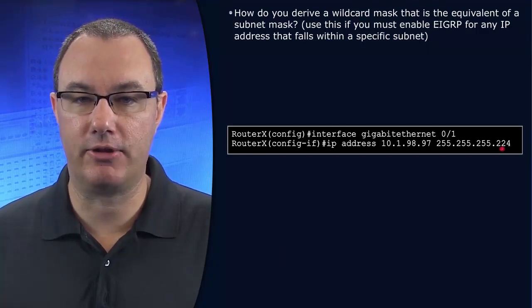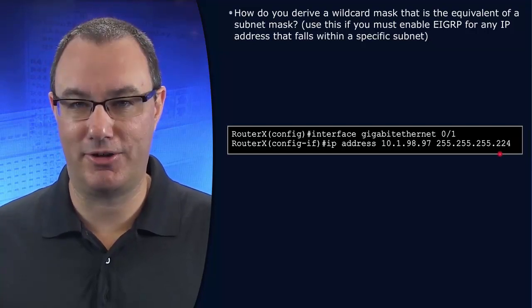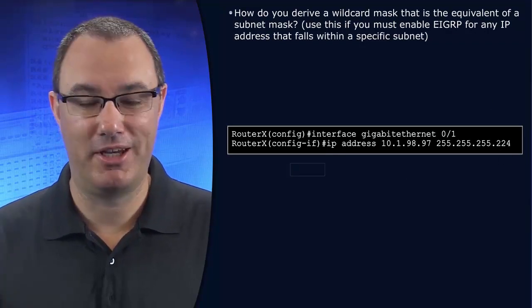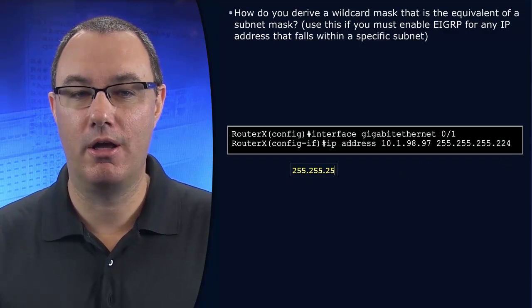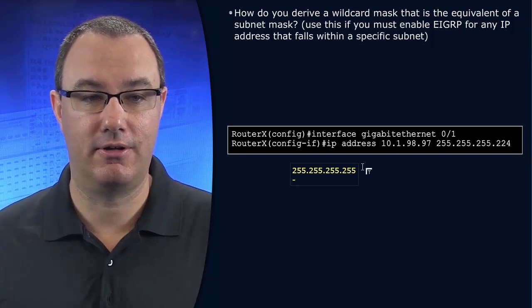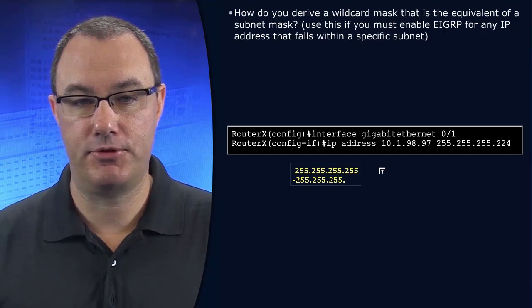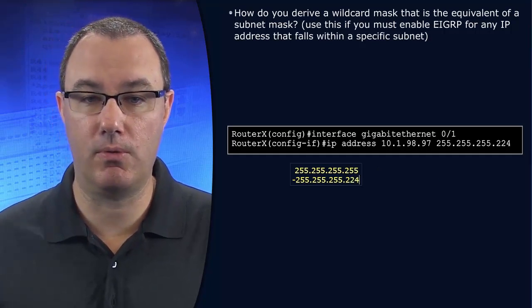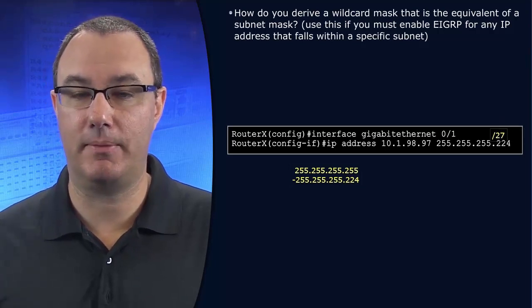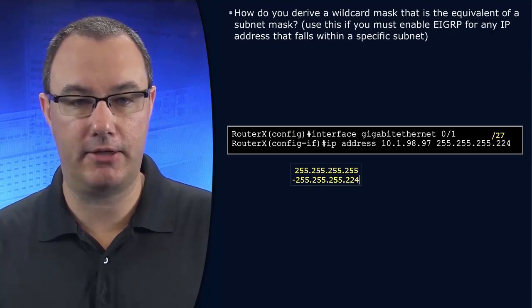We have to look at a subnet mask, get it in dotted decimal form, and then convert it to a wildcard mask. There is a consistent way to do this, and let me show you how. Take your subnet mask that needs to be converted and subtract it from all 255s. So here we have the subnet mask that ends with 224, which is the equivalent of a /27 mask. It's harder to convert a /27 mask to a wildcard mask.